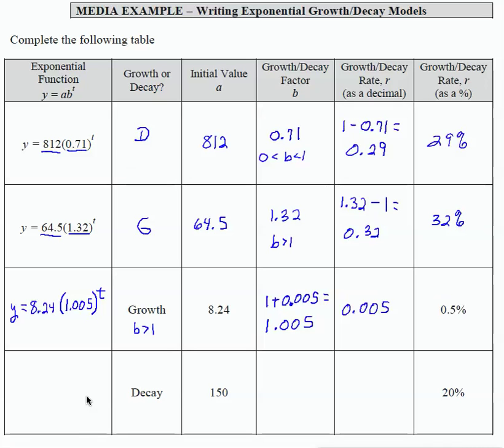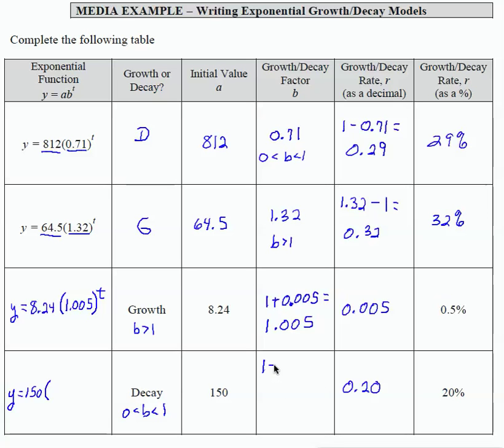At the last row, the fourth row, looking at that one now, I have a decay equation, which means that b is going to be between 0 and 1. My a value is 150, so I can start my equation. Going over to my, in this case, decay rate of 20%, that is 0.20 as a decimal. Because this is a decay, I'm going to subtract that from 1 to find the b value.